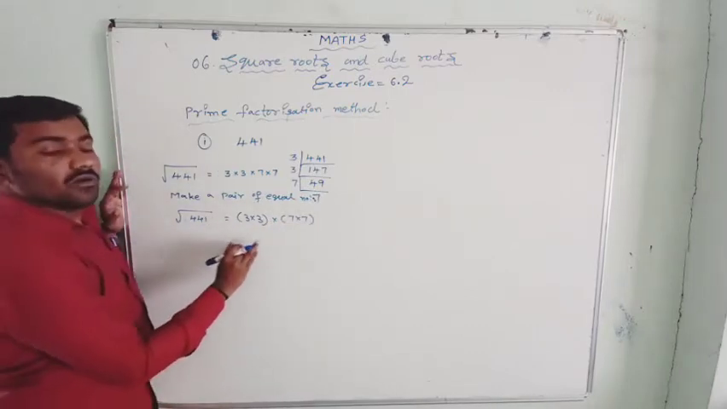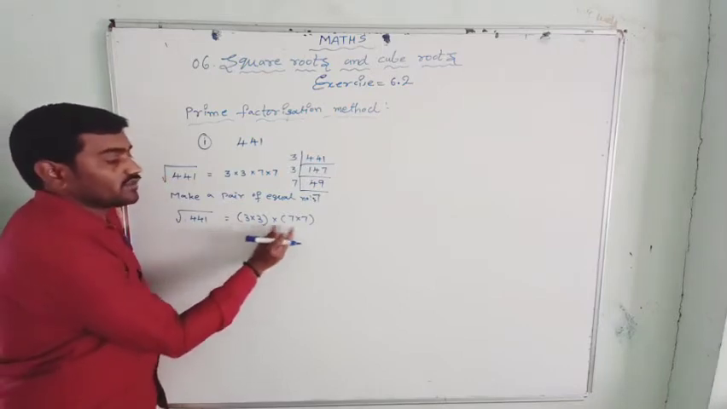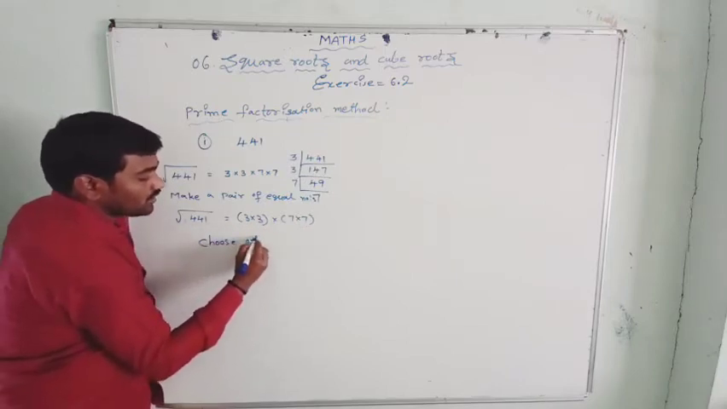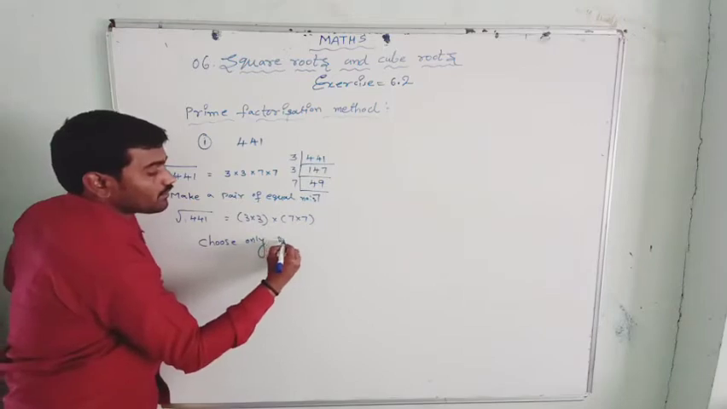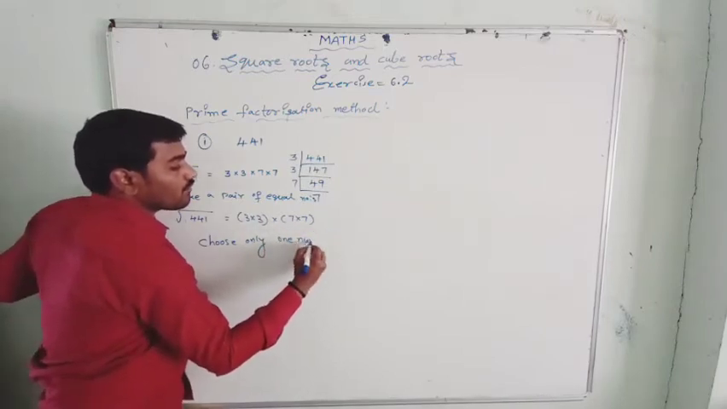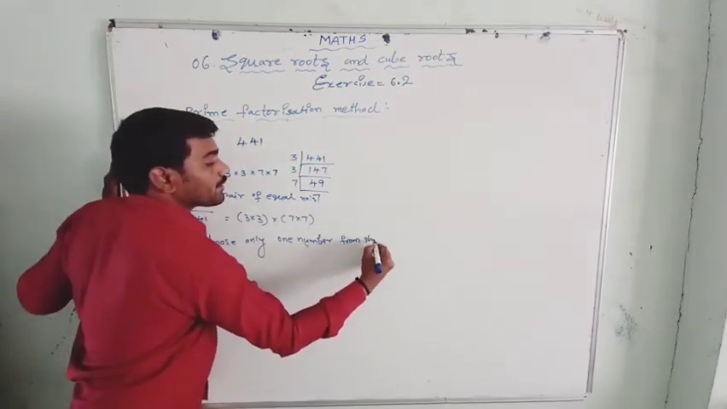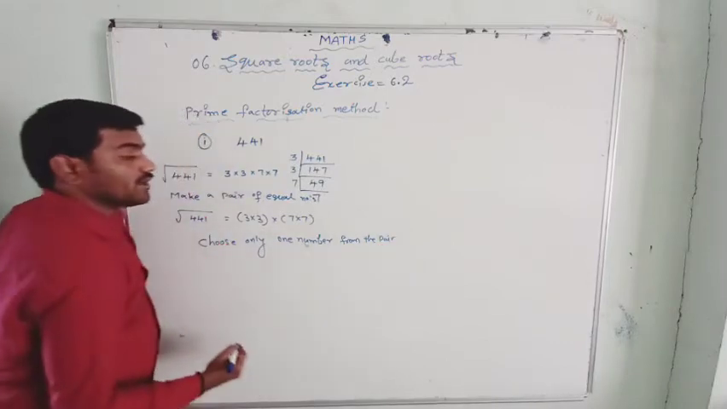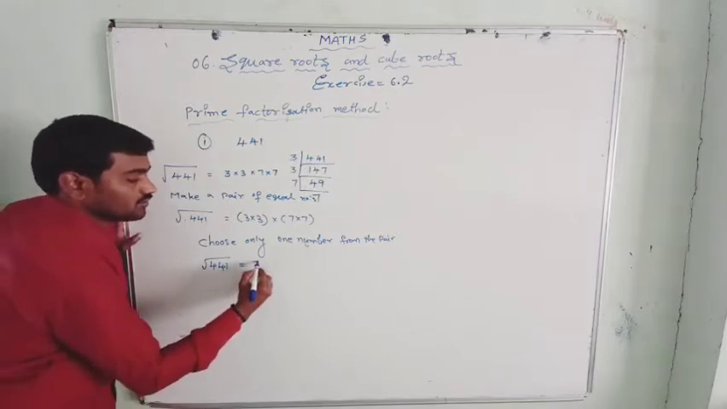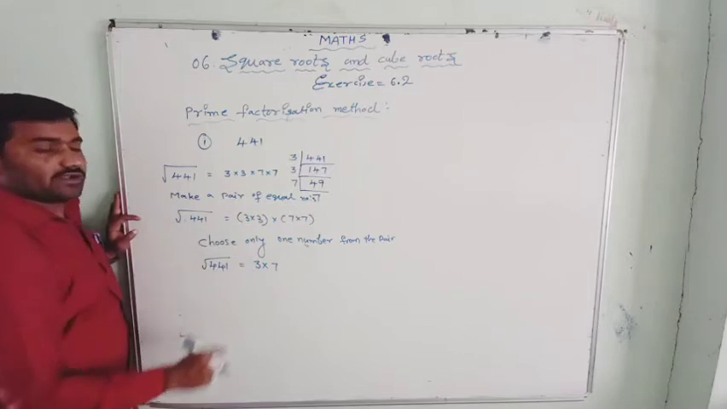Choose only one factor from the pair. Choose only one number from the pair. Only one number from the pair. Square root of 441 is equal to 3 into 7. Only one 3 and one 7 we have taken.